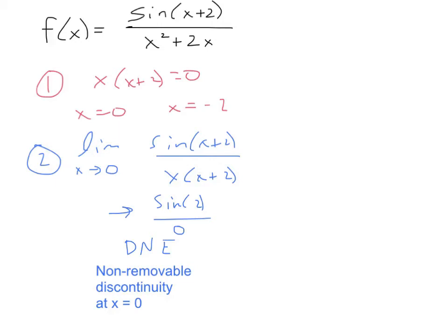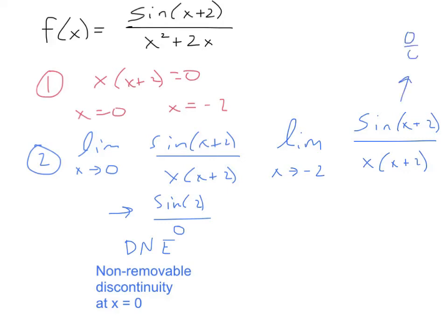The other part of step 2 is where I now do the limit as x approaches negative 2 of the sine of x plus 2 over x times x plus 2. In this case, when I attempt to evaluate for negative 2, I end up with basically 0 over 0, which means try harder. And hopefully you recognize here, this is one of those special limits. I have the sine of x plus 2 over x plus 2.